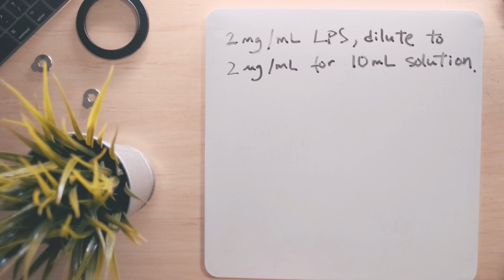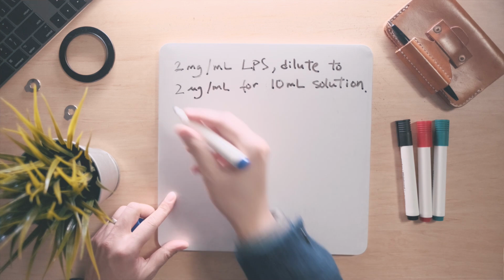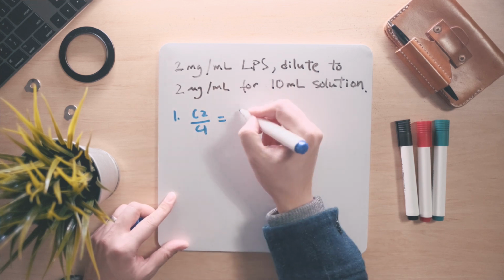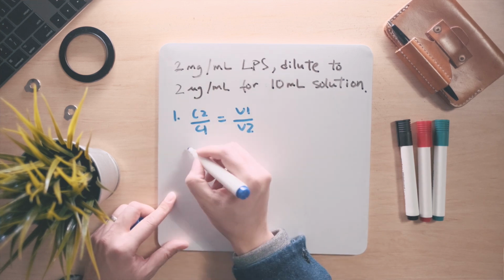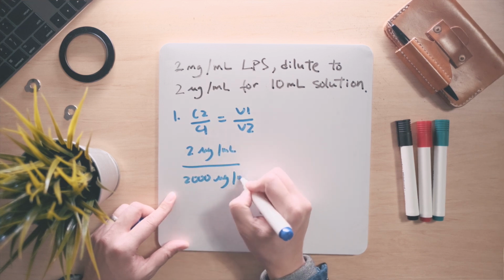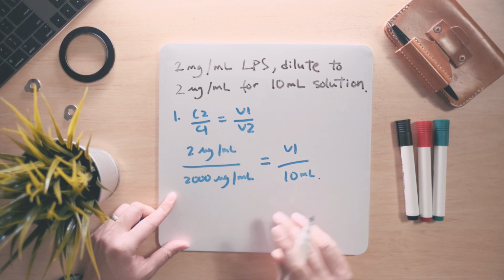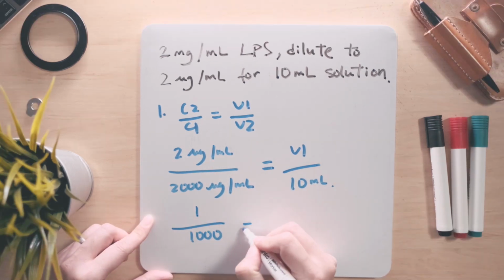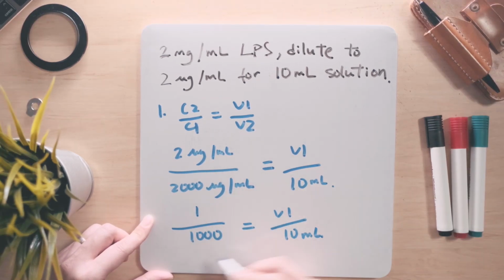You have a stock of 2 milligrams per milliliter LPS and you want to dilute this to 2 micrograms per ml and obtain 10 milliliters of this solution. How much of the stock do you add into 10 milliliters? Step 1. Find the dilution factor using C2 divided by C1 equals V1 divided by V2. C2 is 2 micrograms per ml and C1 is 2000 micrograms per ml. Always make sure the units are the same. 2 divided by 2000 equals 1 by 1000, which we refer to as 1 in 1000.